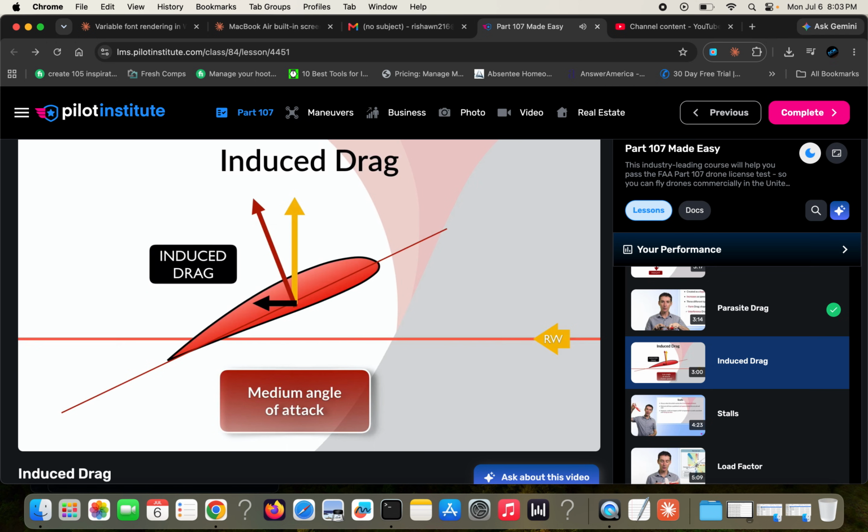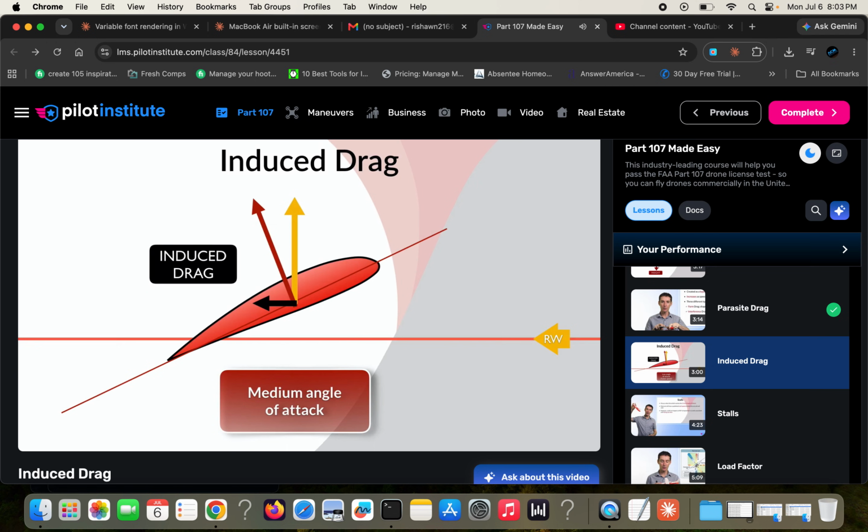Stalling all has to do with the wing losing lift. We don't have lift generated by the wing anymore. And as you can imagine, if we don't have lift, then we can be in trouble. We don't want this situation. So stall is not something that we want to be in. Now, very interestingly, a stall can happen at any airspeed, but it's usually associated with flying at very low speed.